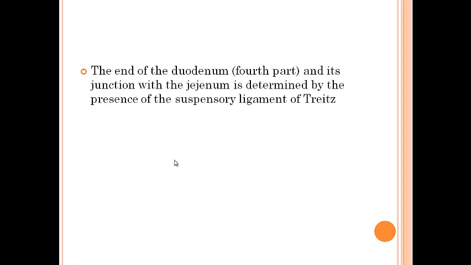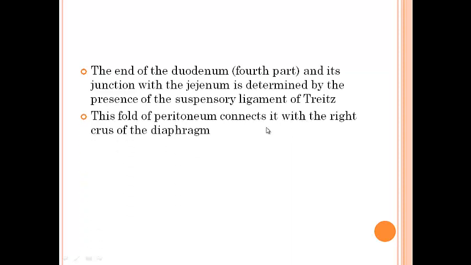So if you are looking at the intestine and trying to figure out where the end of the duodenum is and where the jejunum starts, okay, so the junction between the two, this is determined by the presence of something called the suspensory ligament of Treitz. It's also referred to as the suspensory ligament of the duodenum. And this is a fold of peritoneum that connects the junction between the duodenum and the jejunum. It connects it to the right crus of the diaphragm.